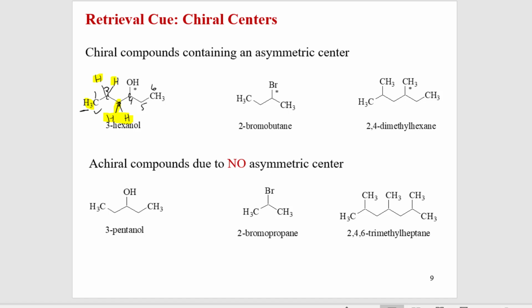Let's look at carbon 4. Carbon 4 has this ethyl on one side, right? It's got carbon 5, carbon 6. Again, we're looking at groups, not atoms. It's got this ethyl group on one side. It's got this propyl group on the other side. It's got an OH group, and it has, hard to see, but an assumed hydrogen. Ooh, carbon 4 has 4 distinct different groups and is sp3 hybridized. So therefore, carbon 4 is a stereocenter.